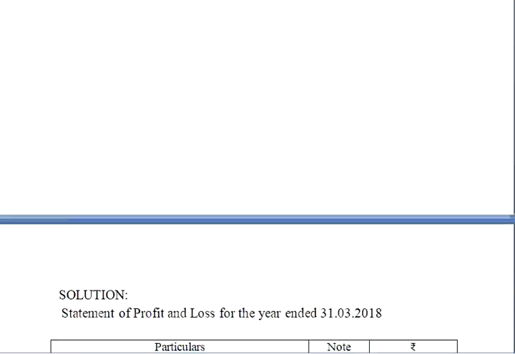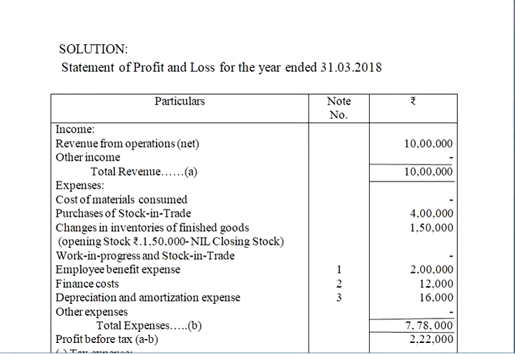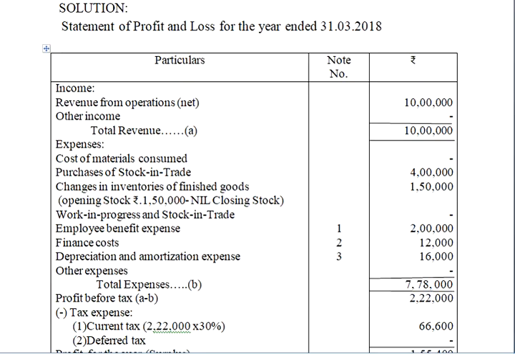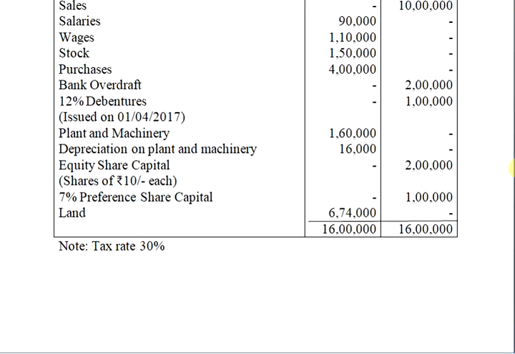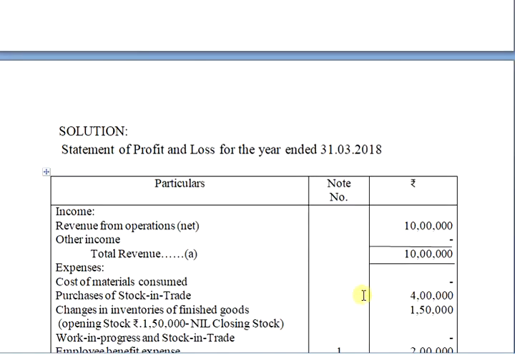Now coming to the solution, my dear students. Statement of profit and loss for the year ended 31st of March 2018. You can see here, income, revenue from operations net, how much did we get? 10 lakhs, that is the sales 10 lakhs given. Other income is nil. Total revenue, how much will you be getting? 10 lakhs. Expenses, cost of material consumed, 4 lakhs is there. Where do we get that 4 lakhs cost of material consumed? See here, purchases 4 lakhs, that is, cost of material consumed is nil, I think. Yes, cost of material consumed is nil. Purchase of stock in trade is 4 lakhs.